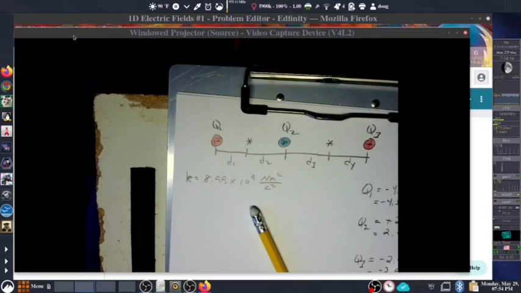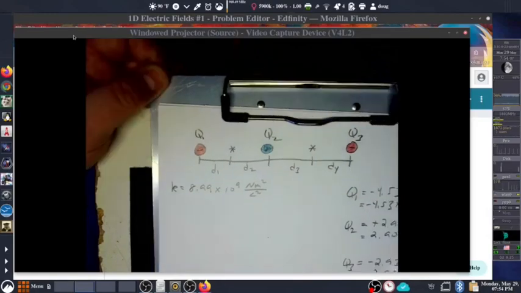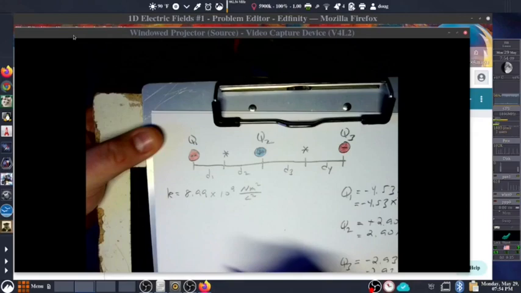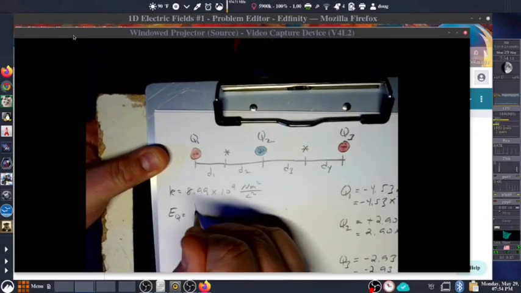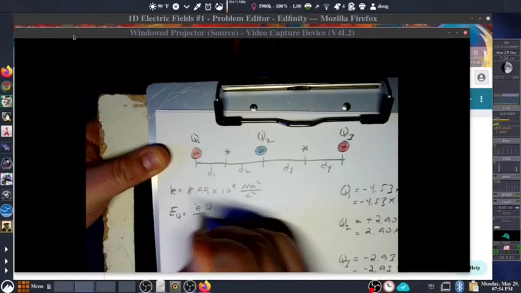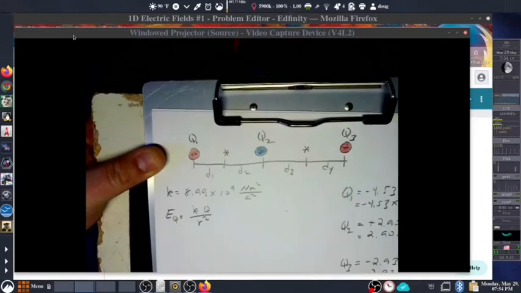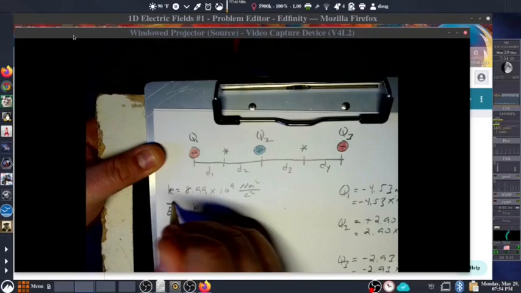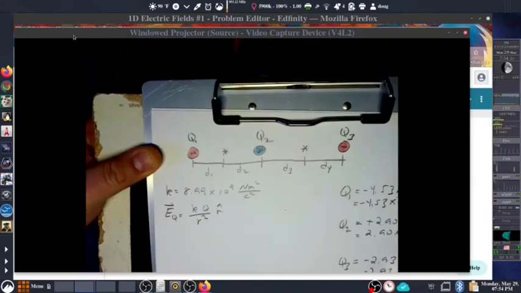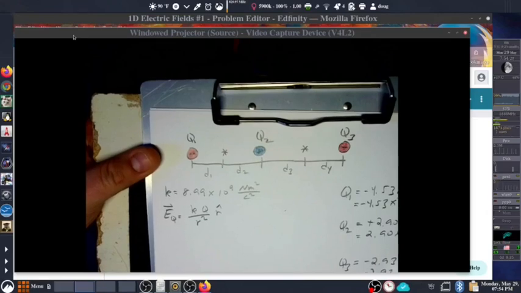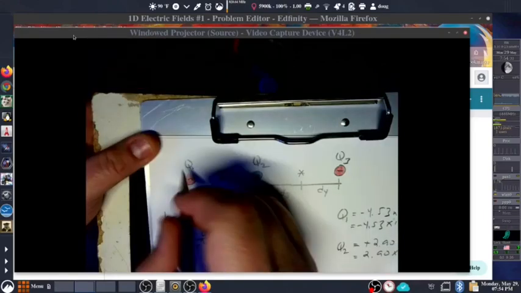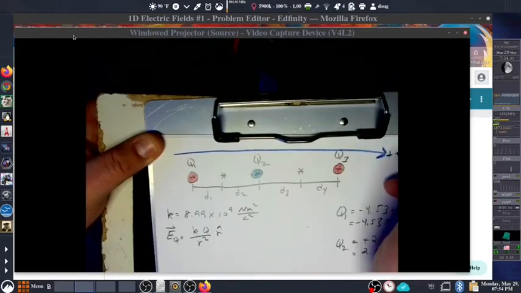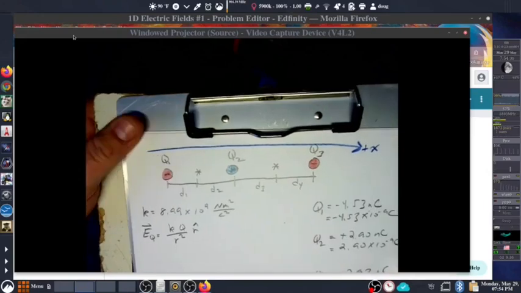First thing I want to do is find the electric field from this Q1. Remember, the electric field from a point charge Q is kQ over the distance squared. Because electric field is a vector, I need to include the vector information. For this problem, you were specifically told that to the right is the positive direction. So this way is the positive direction, and I'm going to say it's the x direction.